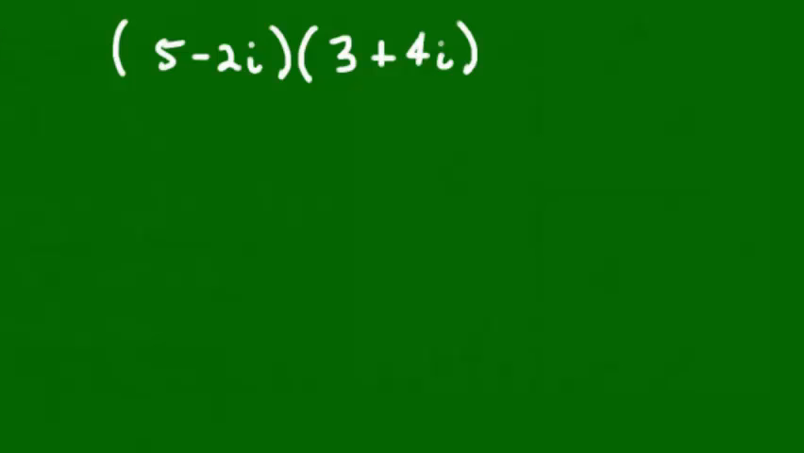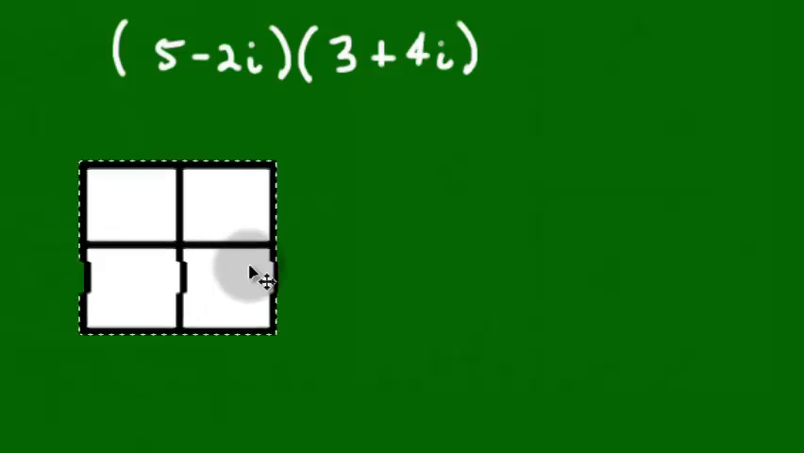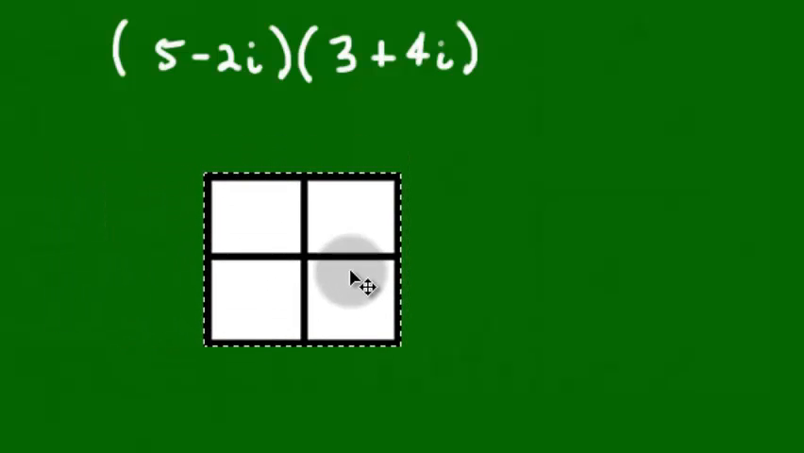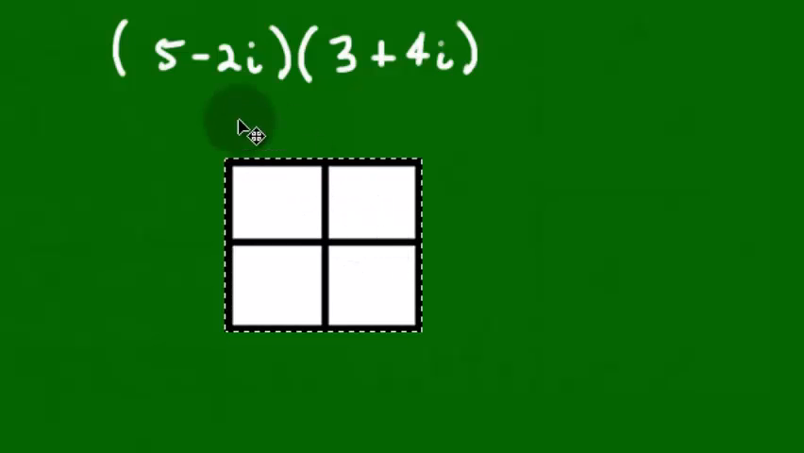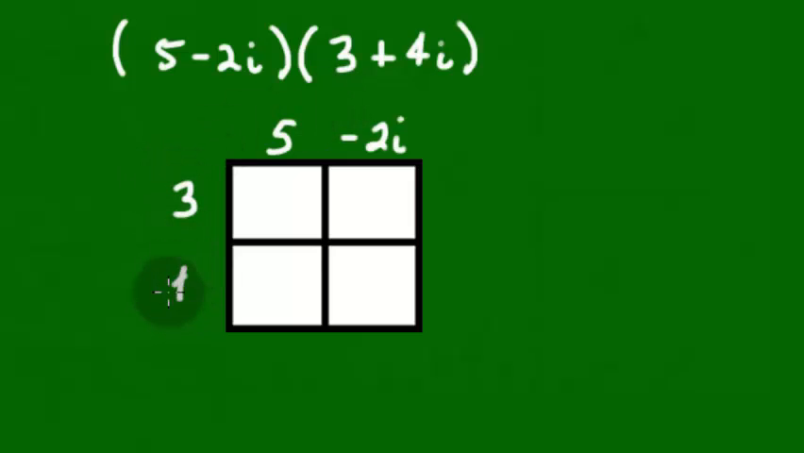Now, just like we did for polynomials, we are going to use a multiplication table, and that's what I have right here. So I'm going to place a table just like so. On this table I'm going to place one polynomial at the top. Let's put the 5 minus 2i at the top, and then let's put the 3 plus 4i along the sides. Basically this table turns out to be a multiplication table.